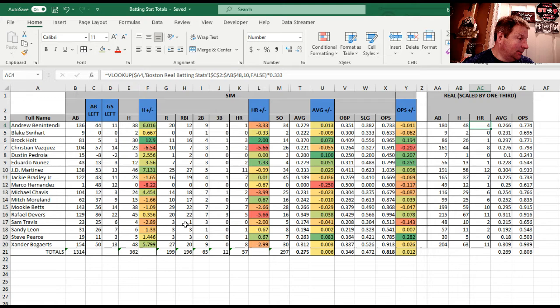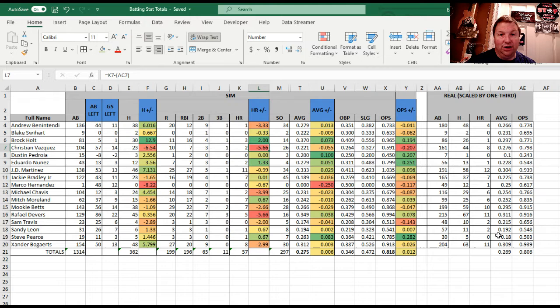See, Christian Vasquez is underperforming. His average isn't so good, but he's down on home runs. He had eight, and again, he should have eight for a one-third season. So that means he had 24 in real life, and he is only at two right now. Actually, he probably would have had 22 or something like that, because it's not exactly eight, it's 7 point something. This is scaled by a third.